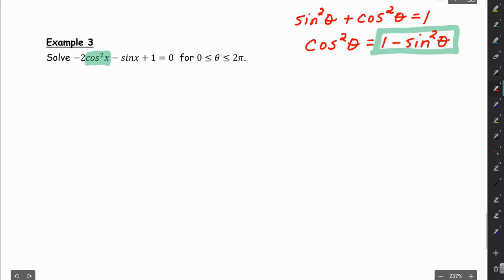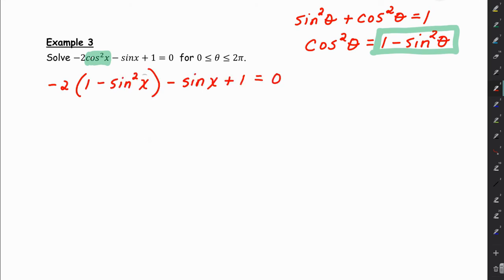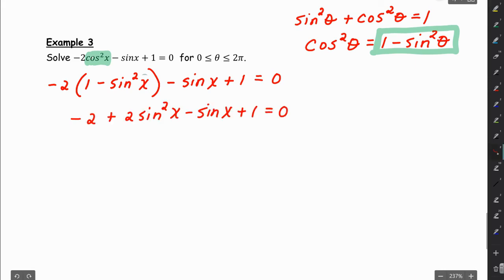And you want to be really neat and careful. You want to be able to read your own writing. All right. And you don't want to skip any steps. Okay. Now we're going to distribute the -2. And let's just combine like terms here. We have -2 and +1.